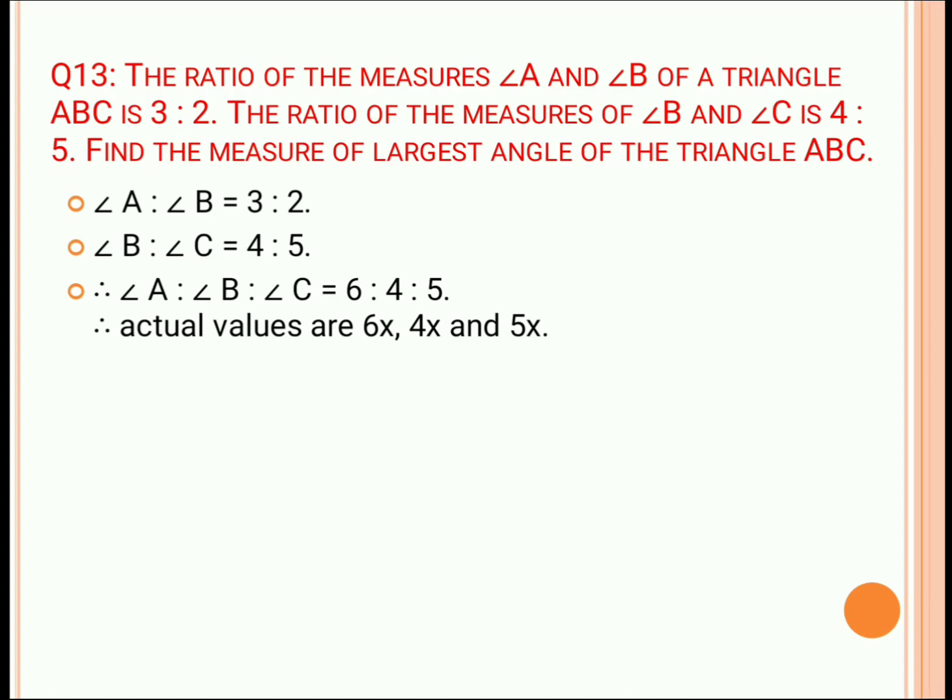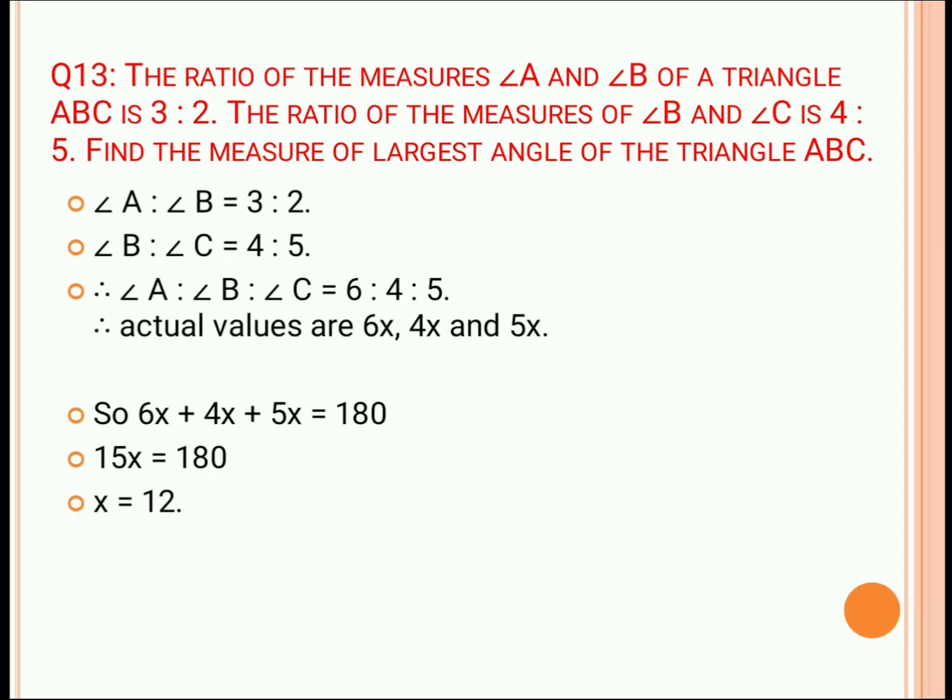Now we know that the sum of all the angles of a triangle is equal to 180 degrees. So 6x plus 4x plus 5x is equal to 180 degrees. From here we can find out the value of x. So 15x is equal to 180 and x is equal to 12.